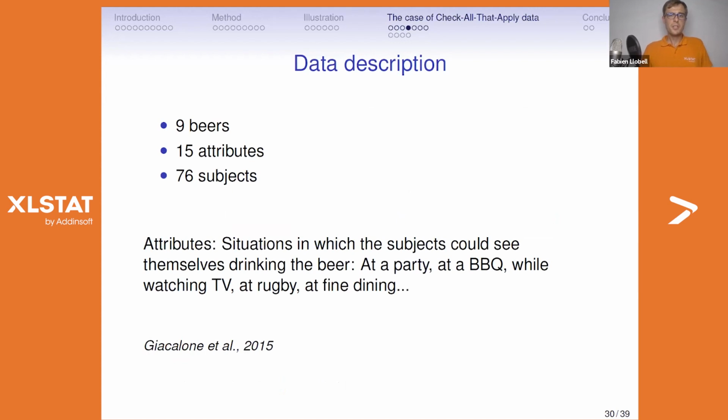As an illustration, we have 9 beers explained by 15 attributes per 17 subjects, and the attributes are situations in which the subject could see themselves drinking the beer. So, for example, at a barbecue, at rugby, at fine dining, etc.